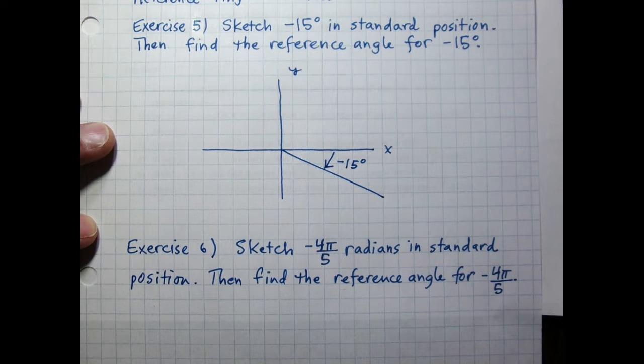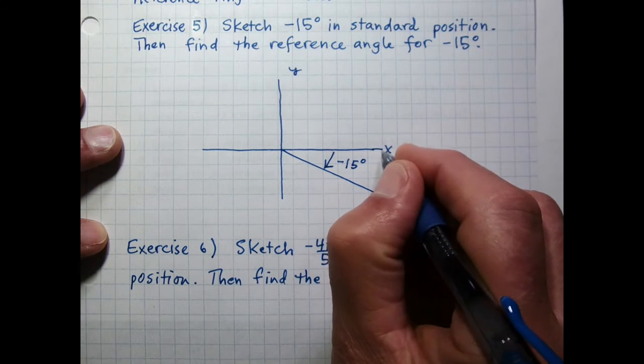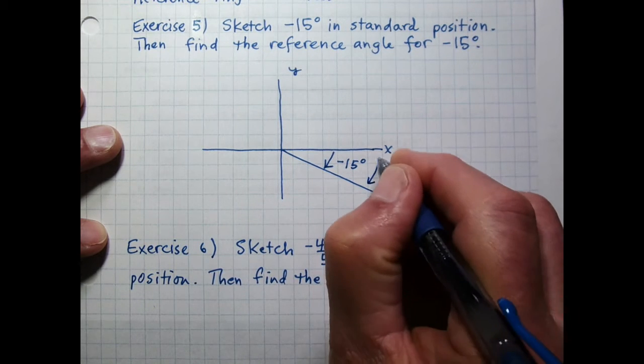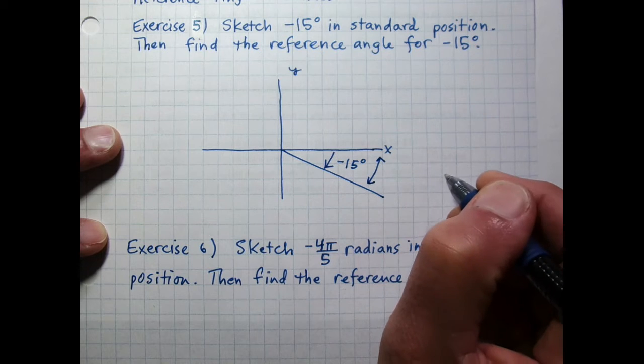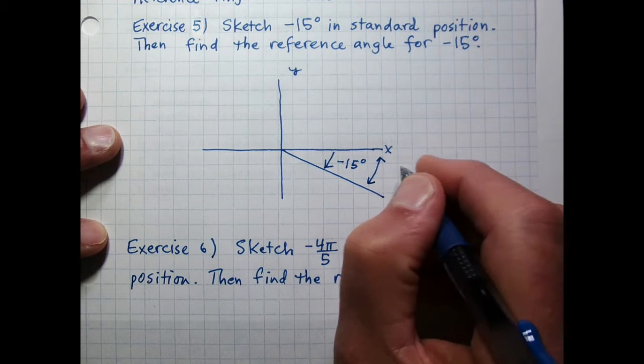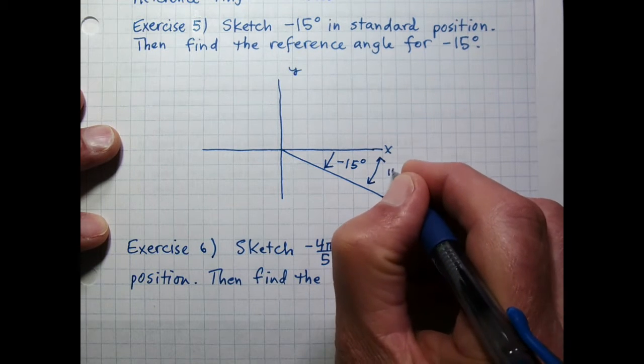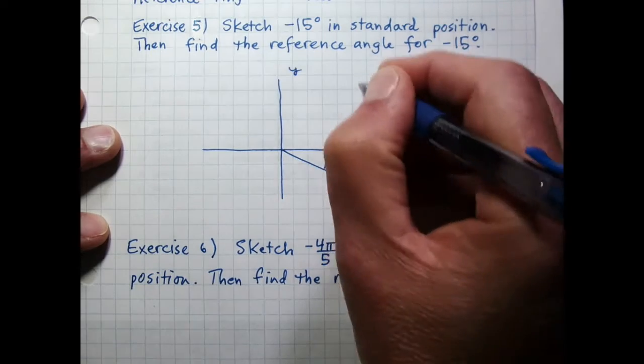Now the reference angle for negative 15 degrees is formed by the terminal side and the x-axis, so it's right here. But the reference angle is always taken to be a positive number. It's considered not to be in standard position. So the reference angle is positive 15 degrees.